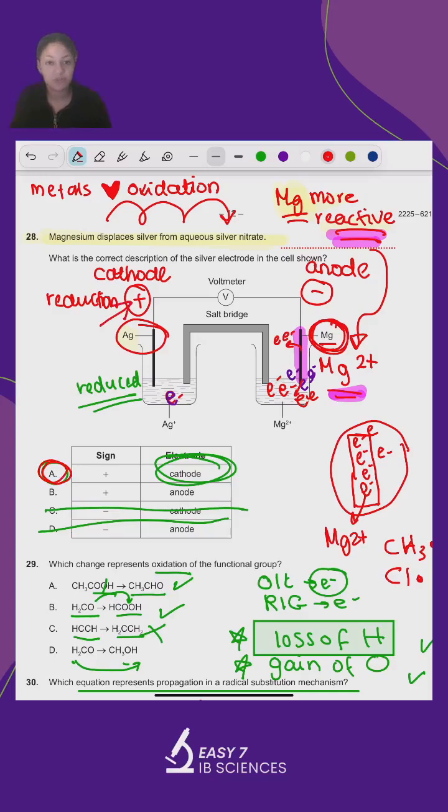Hopefully. So that's why the answer here would be positive sign for the positive electrode, right? Because silver is going to be reduced. And it's going to be the cathode, because the cathode is always where reduction takes place, and the anode is always where oxidation takes place. So hopefully that makes sense on why this would be the correct answer, and why not the others.